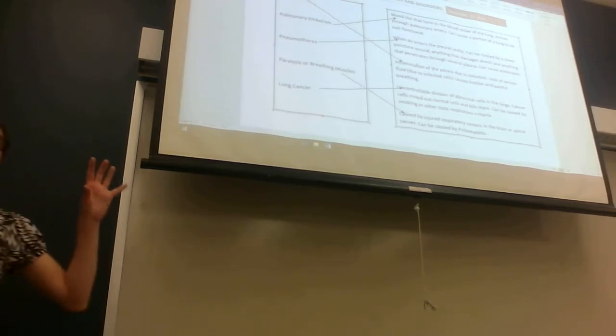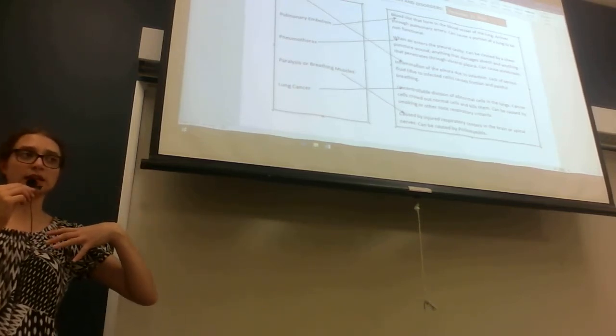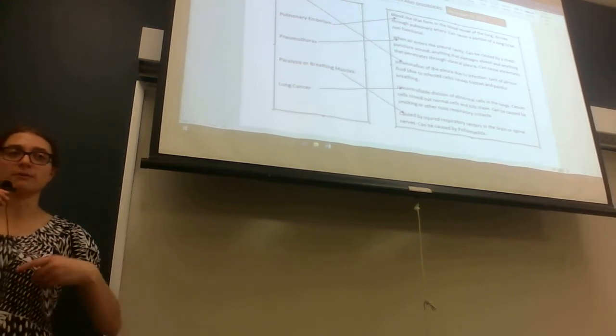Pneumothorax, when air enters the pleural cavity. A cavity is a space between your lung and like your rib cage, kind of. So there's like a space there. When air enters that, it causes your lung to deflate because it puts extra pressure there. This can be caused by a chest puncture wound or anything that damages alveoli, anything that penetrates through the visceral pleura. And this can also lead to atelectasis.